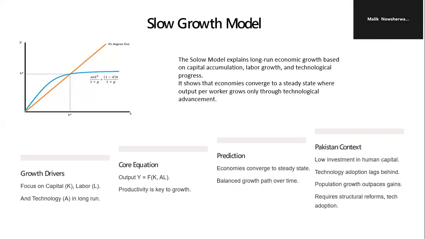Now we have the Solow growth model. Now let's talk about long-term growth. The Solow model focuses on capital, labor, and especially technology as drivers of output. Its key insight is that economies tend to converge to a steady state where output per worker grows only if technology improves. In Pakistan, there are clear challenges.